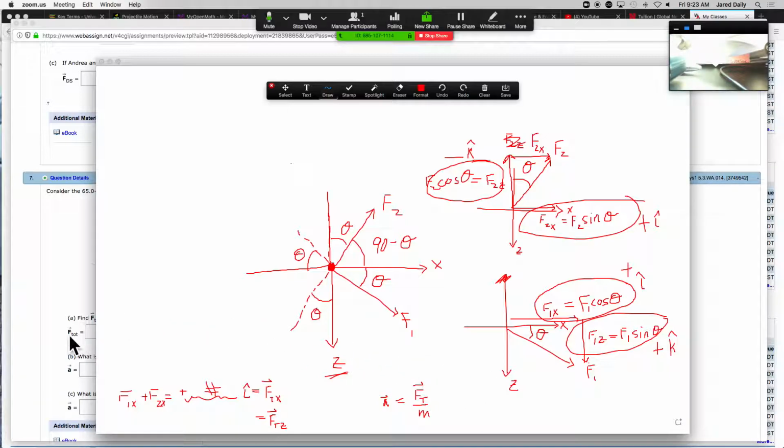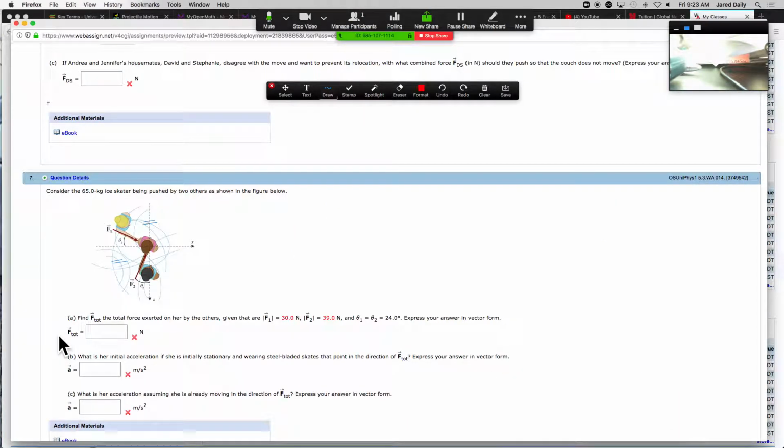And then the third one says, what is her acceleration assuming she's already moving in the direction of the force F total? So that's a bit of a trick question. The total force is going to be off in this direction somewhere. She's being pushed this way and this way, so it's going to be off to the right, and maybe up, maybe down a little bit, most likely up a little bit.